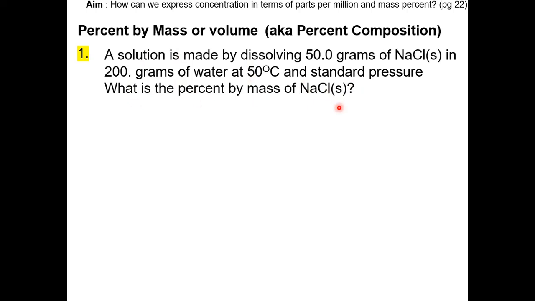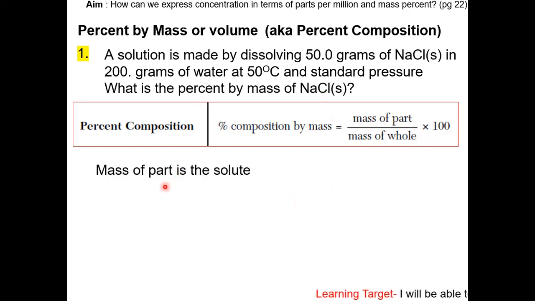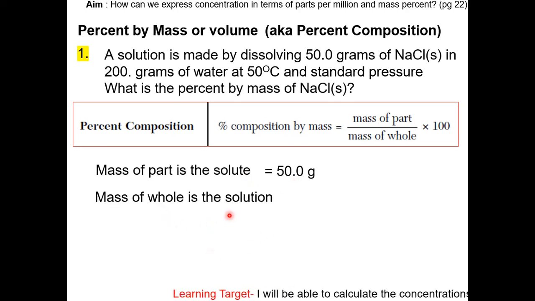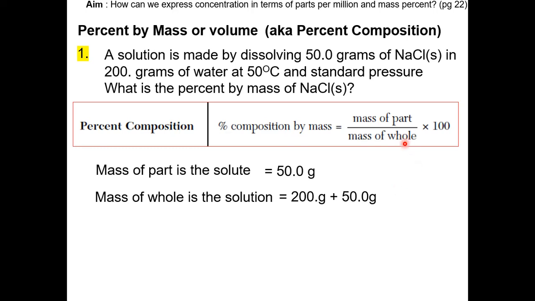The first step is to look up the equation on Table T. Percent composition can be found on Table T on your reference table. The equation is percent composition by mass is equal to mass of part over mass of whole times 100. By looking at the question, the mass of part is the solute, which is 50 grams of NaCl. The mass of whole will be the solution, which is 50 grams plus 200 grams, the mass of solvent plus the mass of solute. Next, we plug into the equation, and we get 20%.